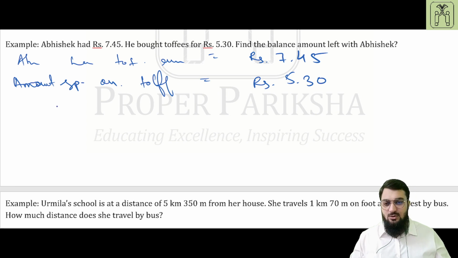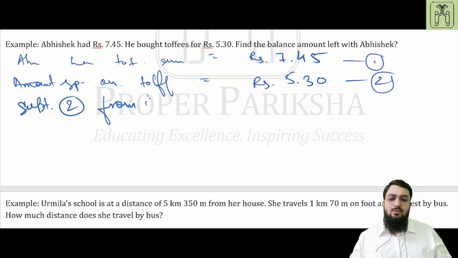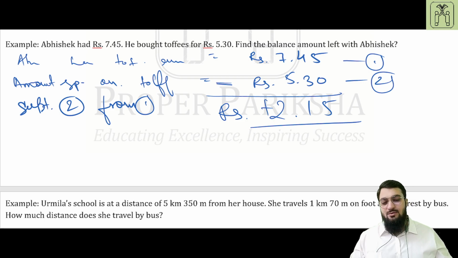After that, you will just make one equation, two equation. You will write subtracting 2 from 1, we will get the balance amount, and then you will just subtract it by writing it in the same fashion, point aligned with each other, and you will make a minus sign. After that, 5 minus 0 will give you 5, 4 minus 3 will give you 1, decimal point will be added, 7 minus 5 will give you 2. So therefore, rupees 2.15 will be left with Abhishek.